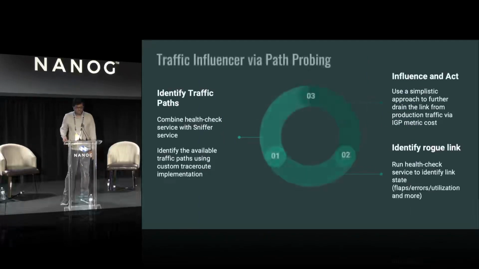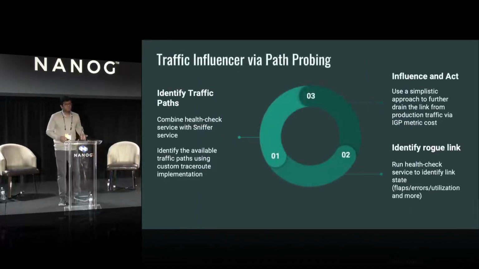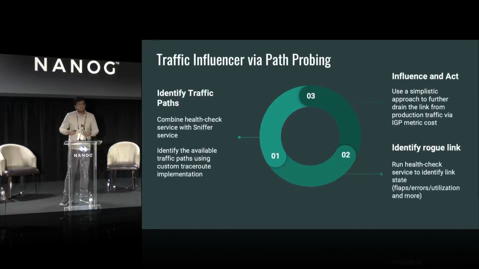Next, we wanted to influence traffic for the current FB hack. So we tried to use the sniffer service and run a health check service of sorts, which would combine with the sniffer and identify traffic paths which can be used in case we hit a scenario wherein the alternative path has been taken, but some segment in it has taken some errors. So what do you do in that case?